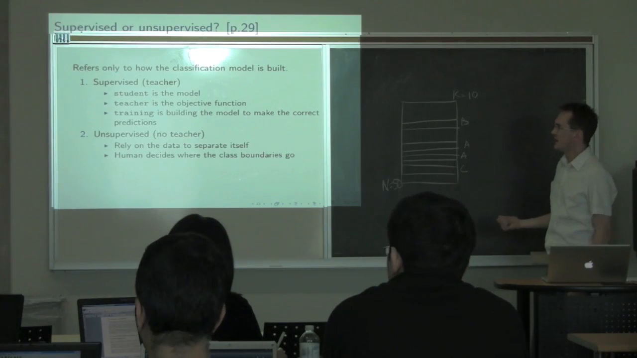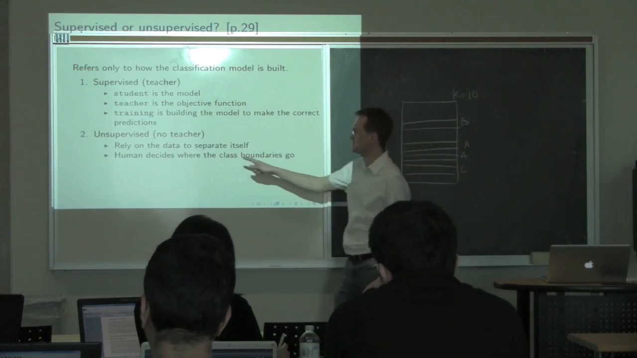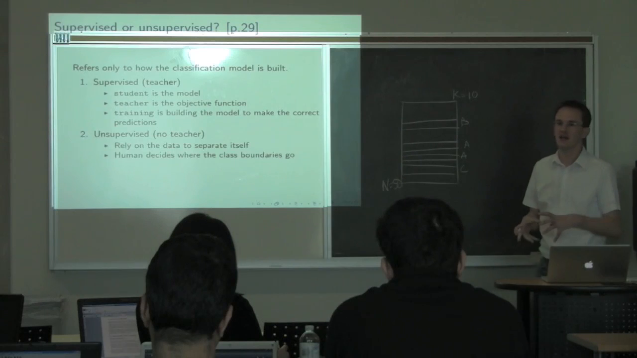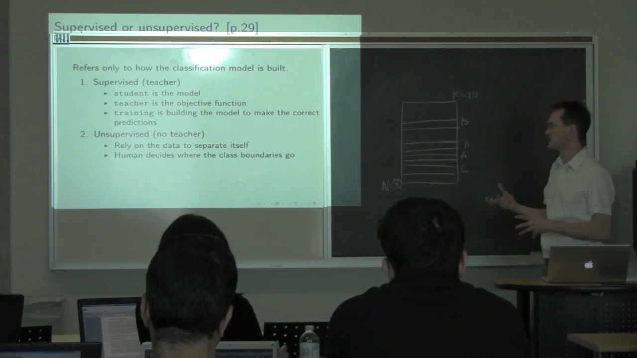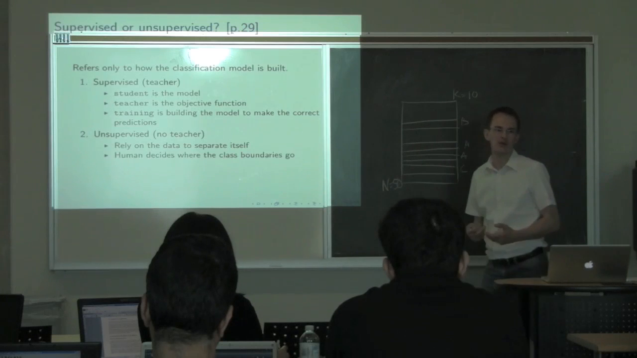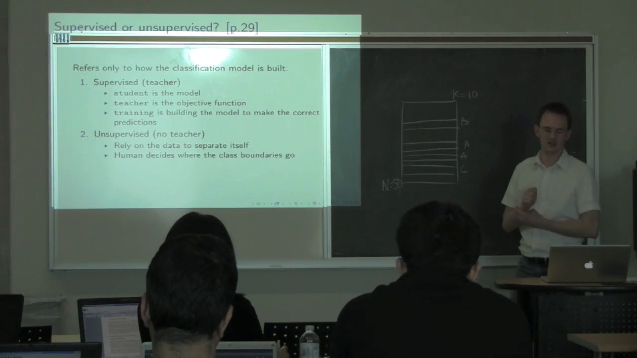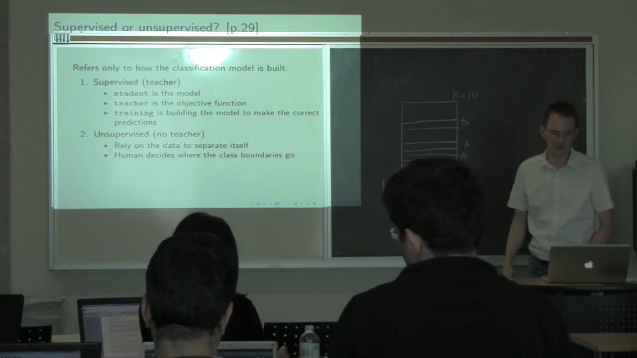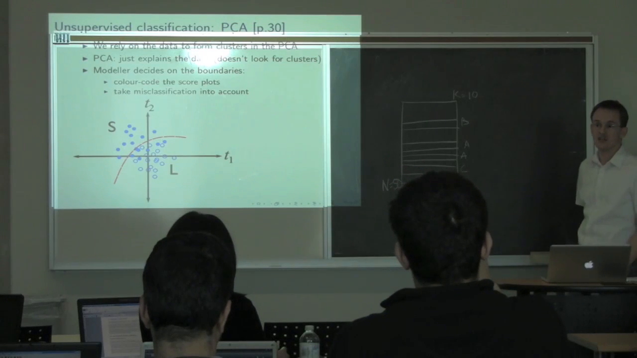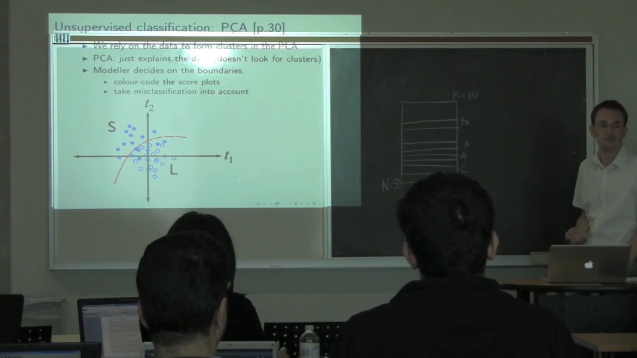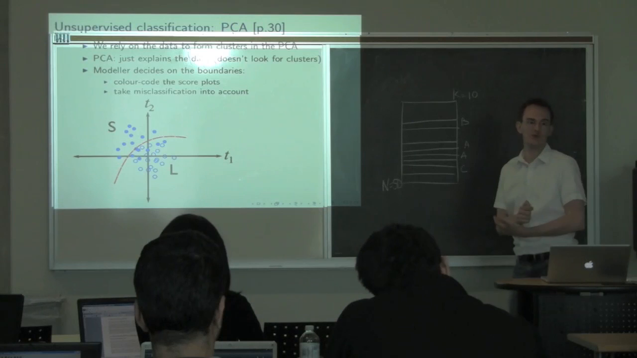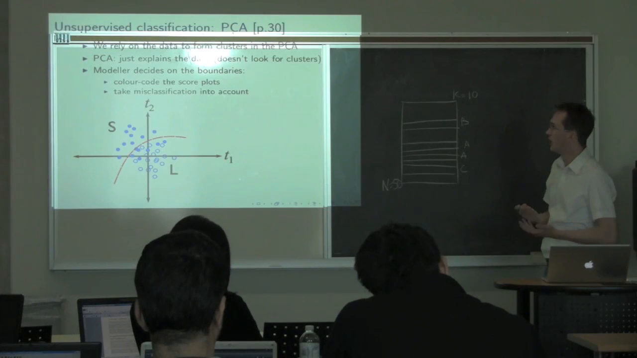Whereas in an unsupervised setup, there's no teacher. You're just relying on the data to naturally spread out. And then you will come afterwards as the modeler, the human, and say where the boundaries go. So I'll talk about that one first, and then we'll talk about supervised classification. So unsupervised classification is PCA. So you guys have all built unsupervised classifiers before. How do you do it?